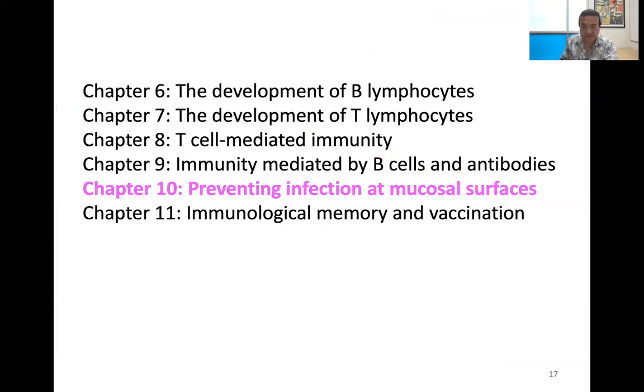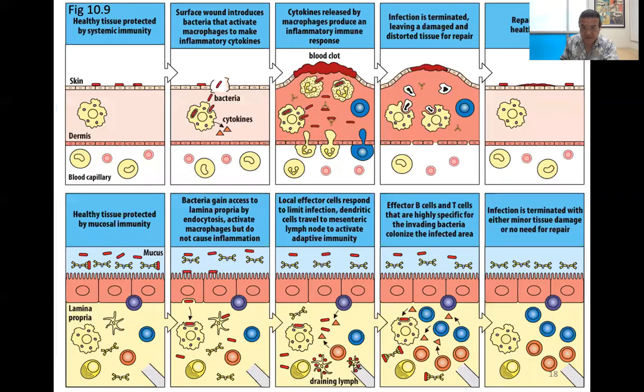Chapter 10 dealt with mucosal surfaces. So remember, the majority of the surface area of our body is not what we usually think of as being the surface area, like our outer skin, right? The majority is actually the layers of mucosa that cover things like our respiratory tract, our gastrointestinal tract, our urogenital tract, etc., right? Substantially more surface area there.